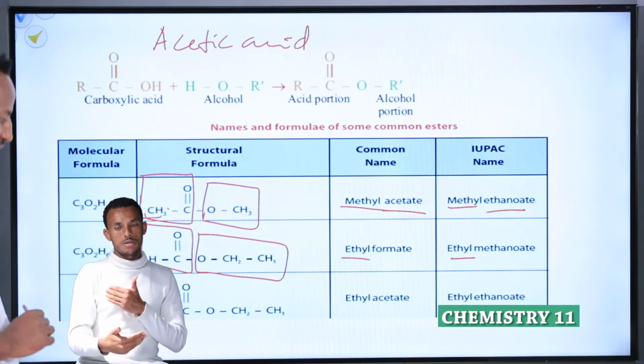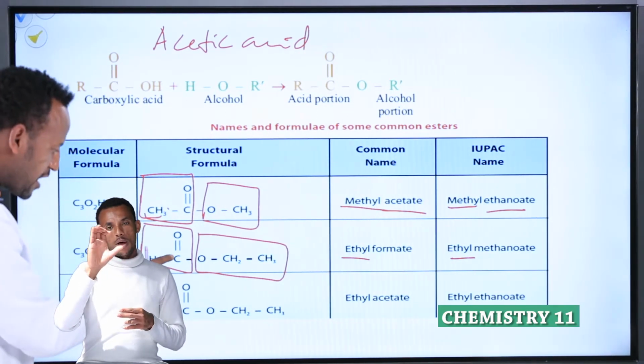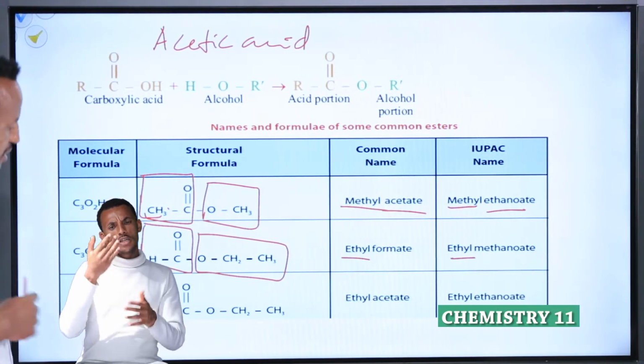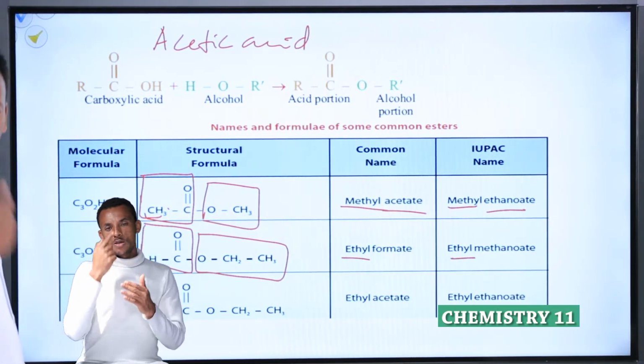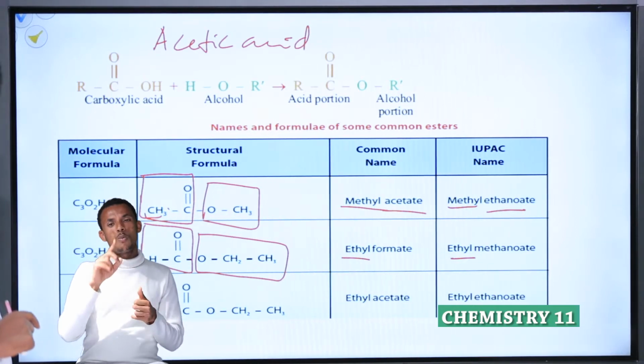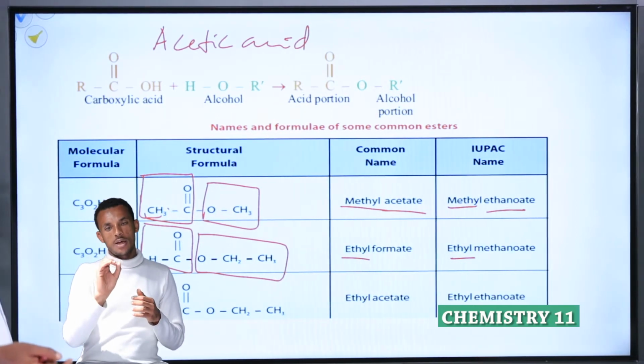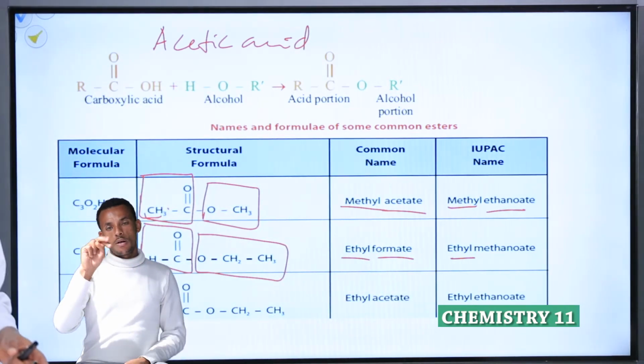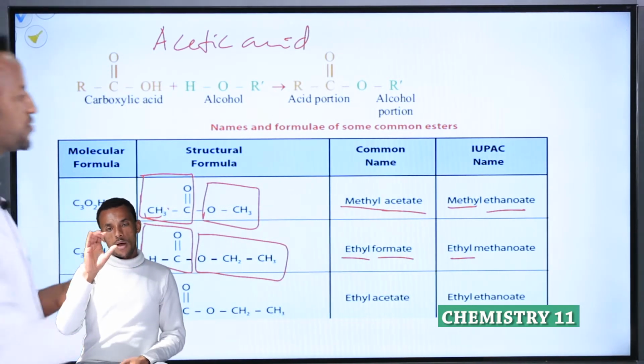Next, common name and IUPAC name. In the case of common name, how many carbon here? One carbon. You discussed it last time. What is the common name of the first saturated carboxylic acid? Formic acid, converted into formate. The IUPAC name is what? Methanoic acid, converted into methanoate.